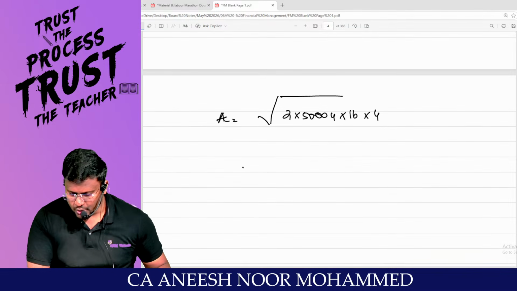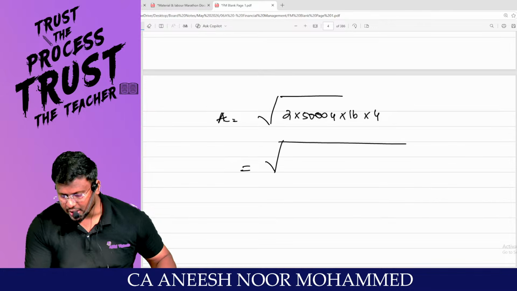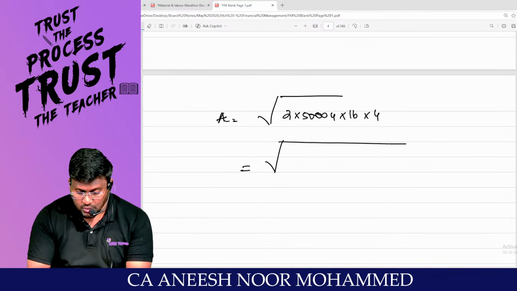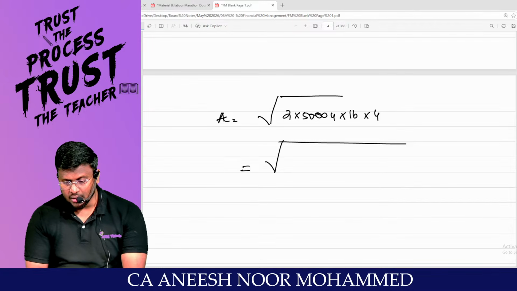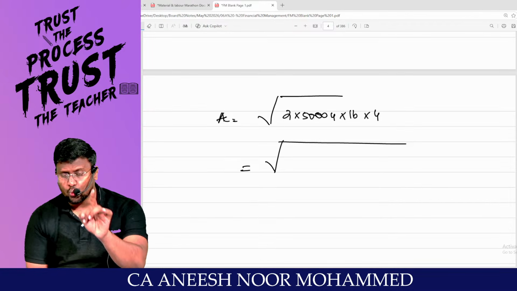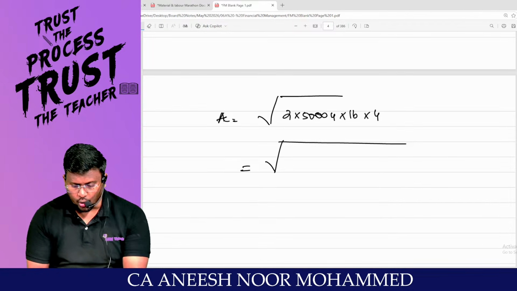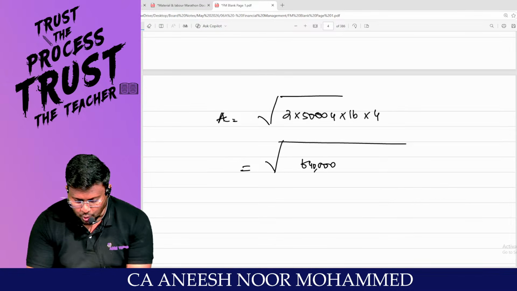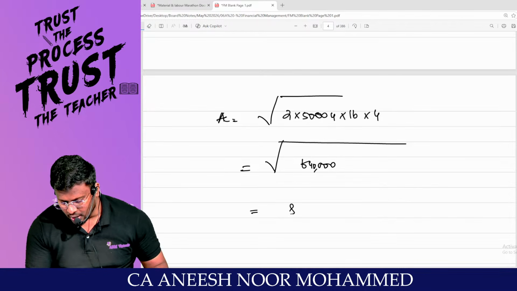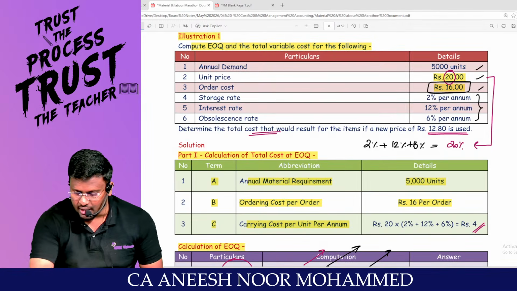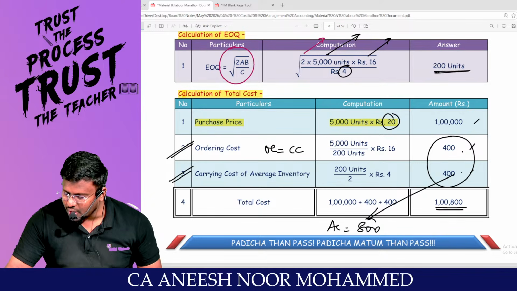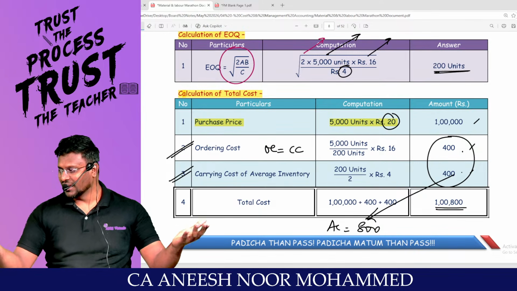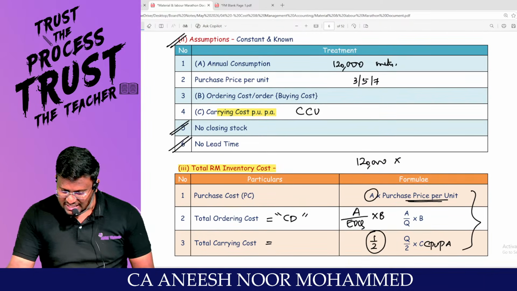What is the carrying cost per unit per annum? 4 rupees. So root of, take your calculator, 2 into 5,000 comes to 10,000. Into 16, you will get 1,60,000. Into 4, you will get 6,40,000, my dear lovable students. Please take the root of 6,40,000. You will get an answer of 800. That is 400 plus 400 equal to 800, as we have discussed.